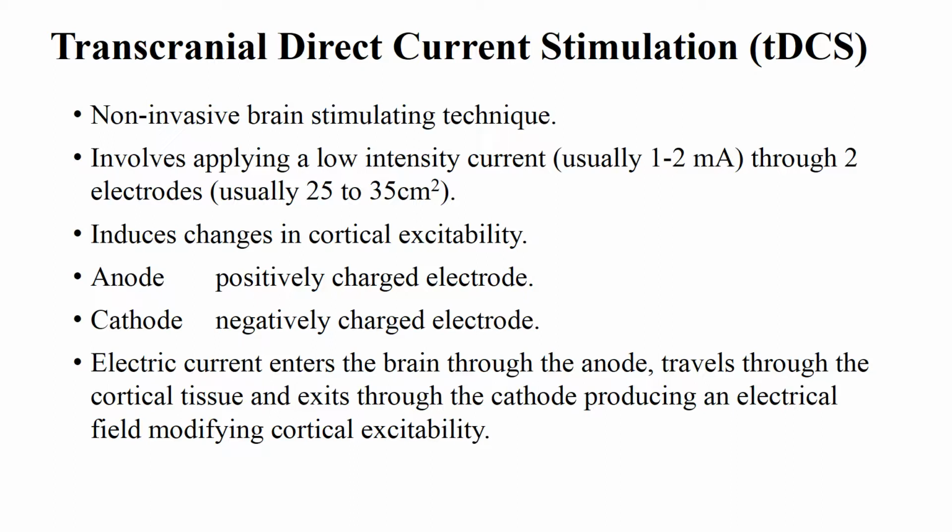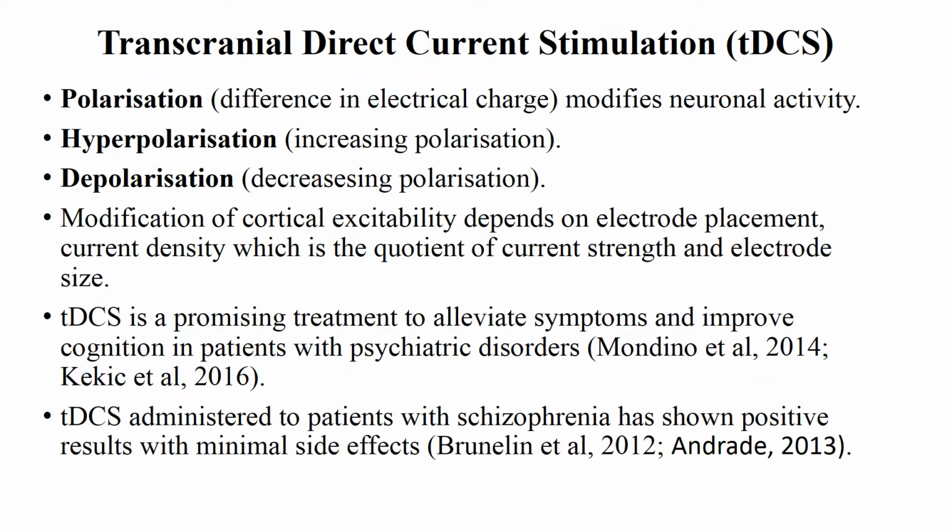This technique requires the placement of a positively charged electrode, the anode, and a negatively charged electrode, the cathode, over different regions of the brain. The electrical current enters the brain through the anode, travels through the tissue, and exits via the cathode, modifying cortical excitability and leading to small changes in the membrane potential.